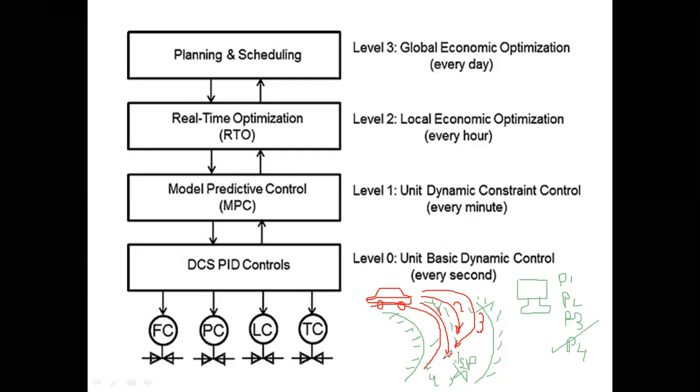Now the safe zone seems to be path number four, because path number one is also close to the obstacle. Here is an obstacle, so we have to choose this path number four. This is called the optimization. So real-time optimization is done by level two. Okay, then model predictive control.